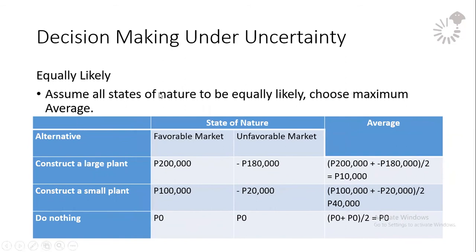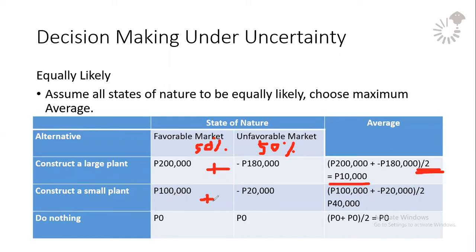Equally likely assumes all state of nature to be equally likely. Choose maximum average. So ibig sabihin ng equally likely, sabihin natin na we have 50-50 chances. So ikaw na wala nang study, assume mo na lang na 50-50 chances yung outcomes natin. That's why we're getting the average. So anong gagawin natin? You have to add the values and get the average. So 200,000 plus negative 180,000, that will leave us with 20,000, positive 20,000 divided by 2, that is 10,000.